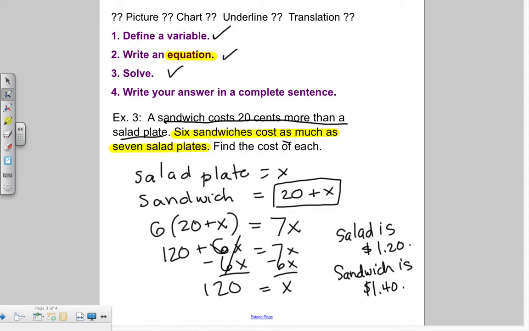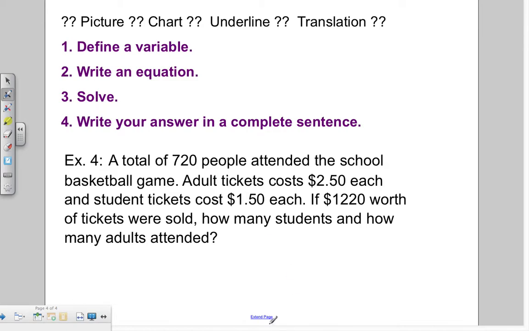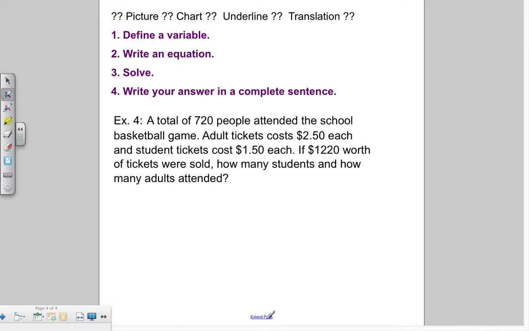Okay, great. One last question, and then you are off on your own. Okay, this one is the hardest one, and you may need help with these kinds of questions, and that's A-okay. So this one is going to call for a chart, which you'll see, kind of like the age problems and the distance problems. So a total of 720 people attended the school basketball game. Adult tickets cost $2.50 each, and student tickets cost $1.50 each. If $1,220 worth of tickets were sold, how many students and how many adults attended?